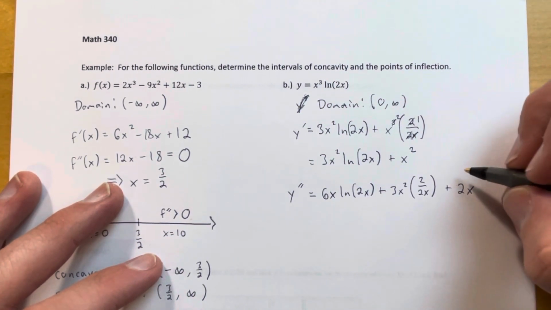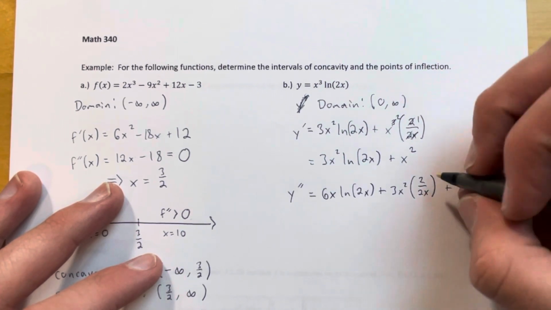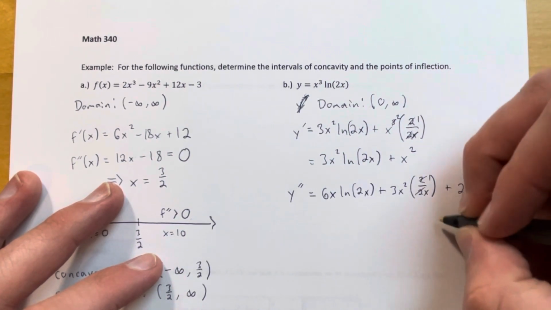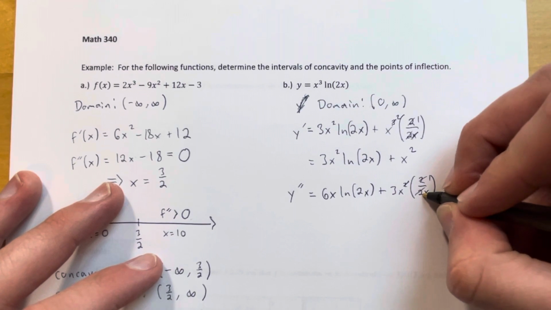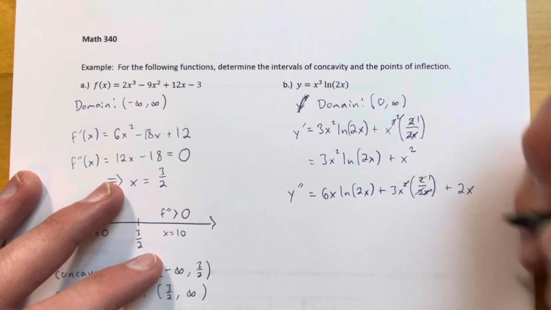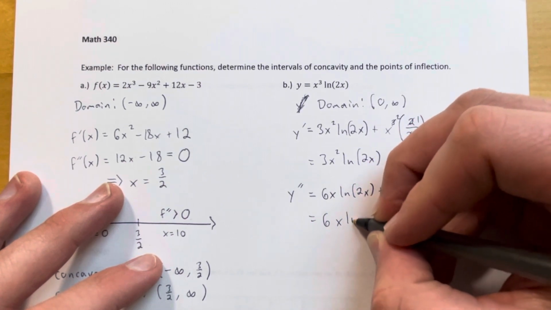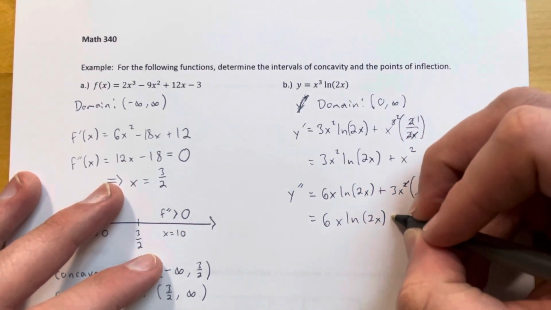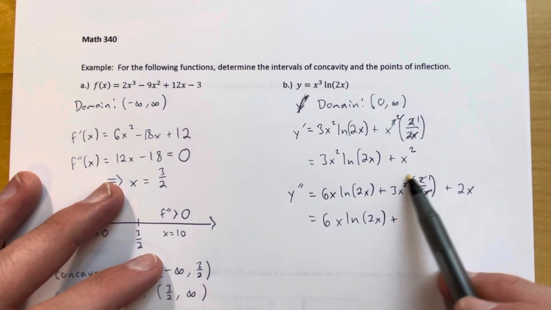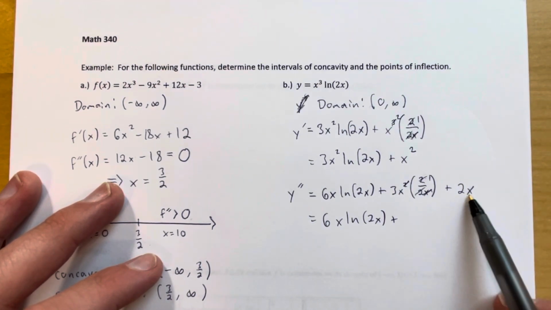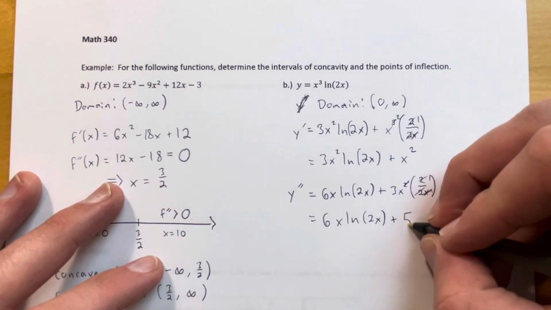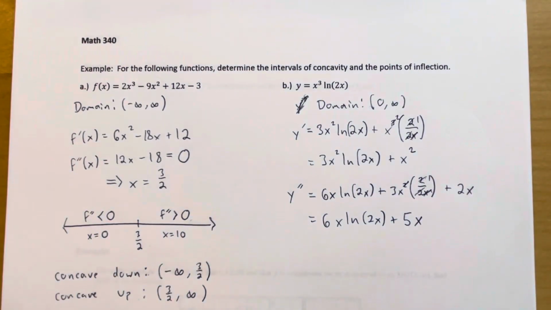And then notice there is some simplification that happens yet again. We have the 2's canceling out, and then one of these x's cancels with that x. I'm left with 3x times 1, which is just 3x. So I have 6x natural log of 2x plus, now that's, like we said, would become 3x, but then I have a plus 2x here. Combining those like terms gives me a 5x.